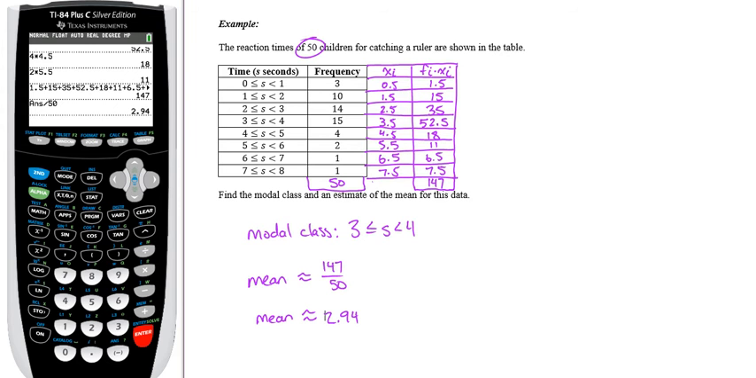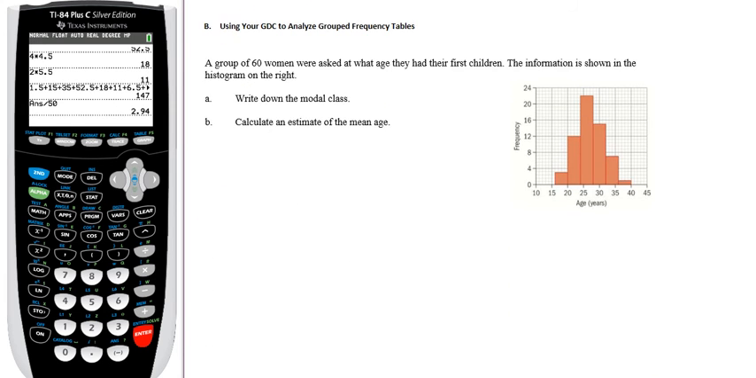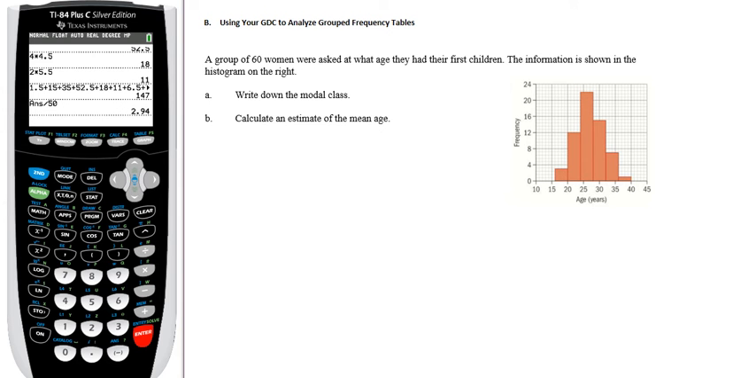So just like with the last video, we can also do this on the calculator. Here's an example where we will use the calculator to analyze a grouped frequency table. Now this one has a nice little spin because we're given a histogram and we have to create the frequency table. So the modal class, first of all, we can do anyway. That's the highest frequency, so the highest bar on the histogram, and that goes from 24 to 28 years of age.